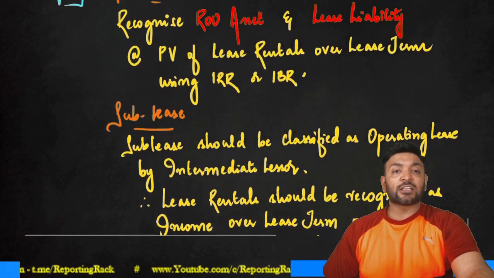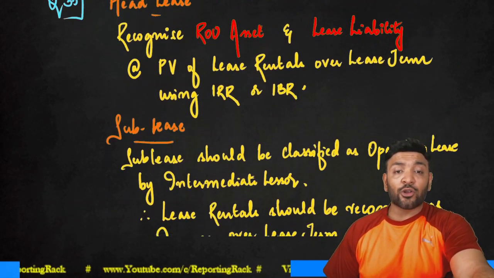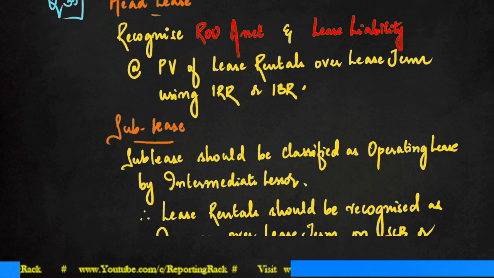So I'm saying, as far as the main lease or the head lease is concerned, I will recognize an ROU asset and a lease liability. Such ROU asset and lease liability should be measured using an interest rate implicit in the lease or incremental borrowing rate, present value of lease rentals over lease term. However, if I come to the sublease concept, the sublease is only for 2 years out of the entire 5 years of contract.